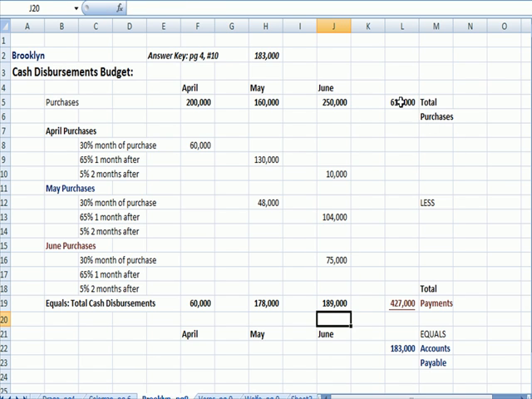So in total, we made this much in purchases for the 3 months. We made this much in payments for the 3 months. So total purchases less total payments equals accounts payable, which is the amount that we have left to pay at the end of the 3-month period, which is June 30th.